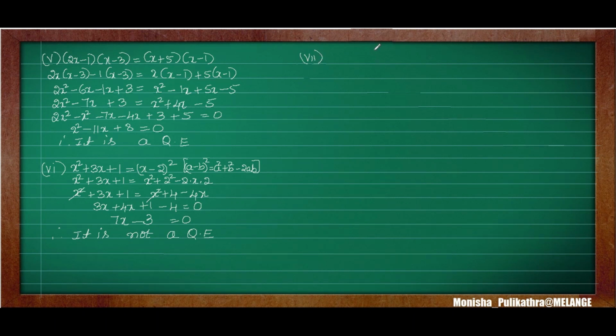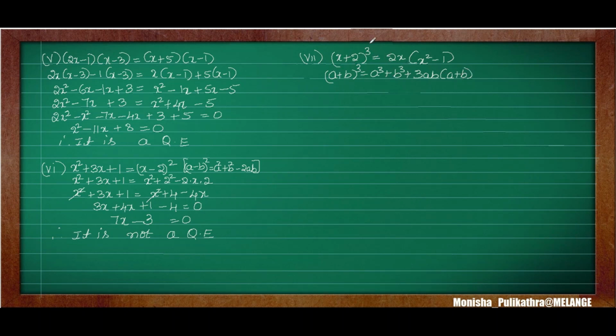Seventh problem. It is (x + 2)³ = 2x(x² − 1). Here we can apply the (a + b)³ formula for this term. (a + b)³ is a³ + b³ + 3ab(a + b). So in this form we need to substitute this.